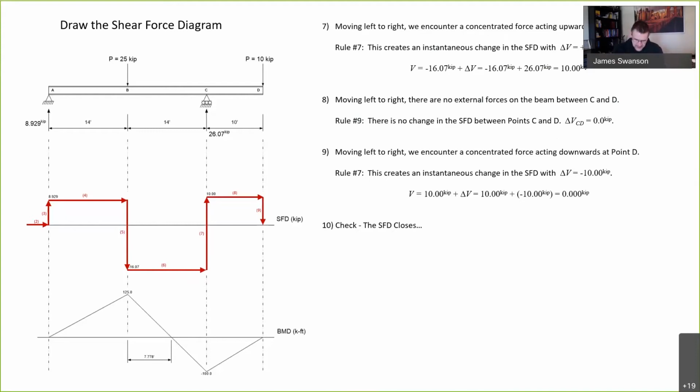If you don't end up starting at 0 and ending at 0, then something went wrong. You either screwed up drawing the shear force diagram or the reactions that you had on your beam were incorrect. Okay, step number 11, we check rule number 3, the shear at the free end at point D is equal to 0. So that checks out and everything is good and everyone is happy.